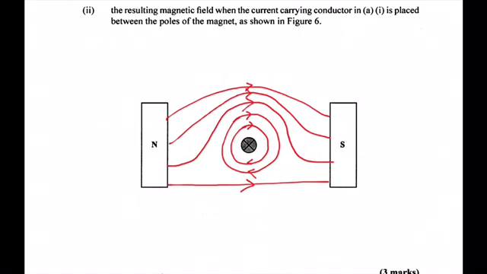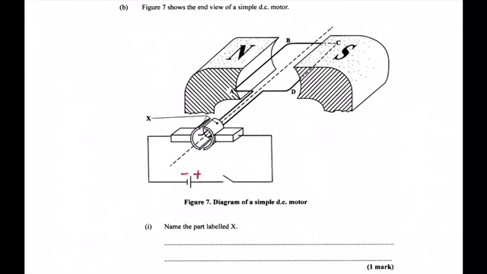Name the part labeled X. I believe a lot of students are introduced to this in a kind of shady way that they never really understand it, or they never really pay attention to it, because people are always complaining about this. Name the part labeled X. This is a commutator. That's this part, right? Commutator, split ring commutator. The purpose of the commutator, they could ask that. I don't think they asked that here.